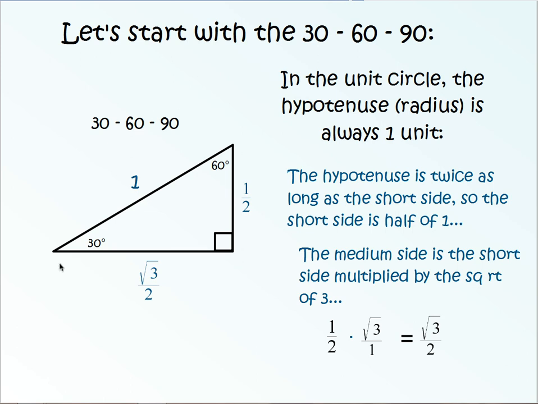So baby bear, mama bear, papa bear: 1/2, square root of 3 over 2, and 1. That's going to be one of the triangles in my unit circle.